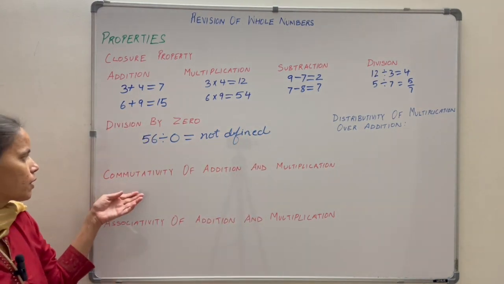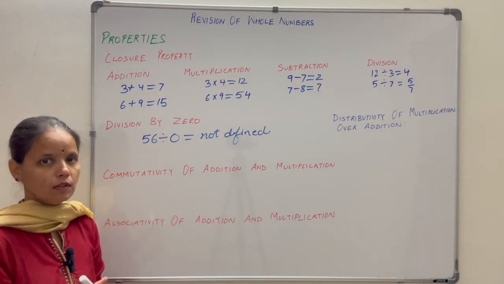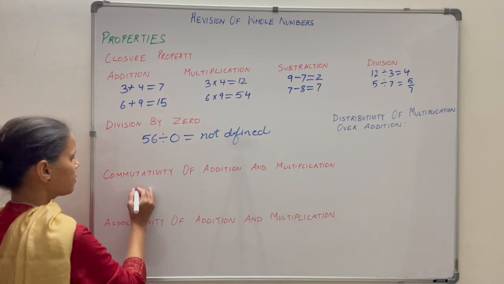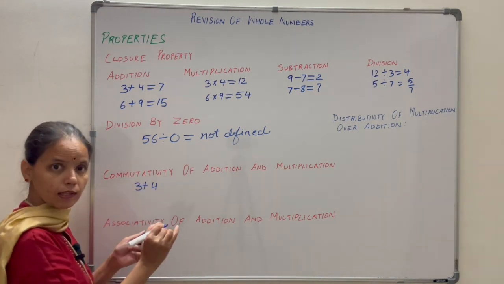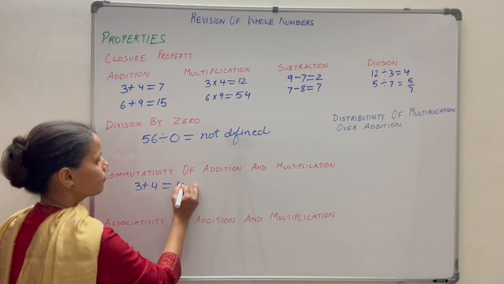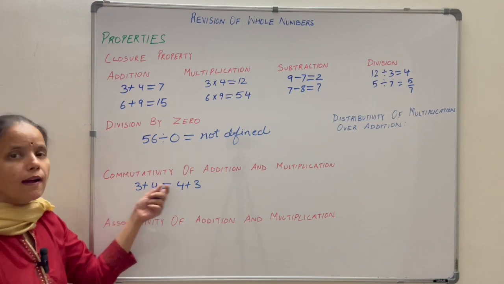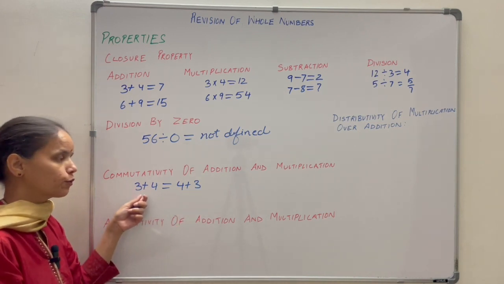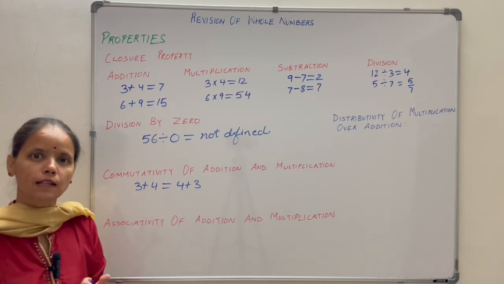Now moving on to commutativity of addition and multiplication. So what is the commutative property? Say, for example, if you add 3 plus 4, you get 7. You can add 4 plus 3, you get 7. So you can add in any order. You can add 4 to 3 or you can add 3 to 4. The result is the same.